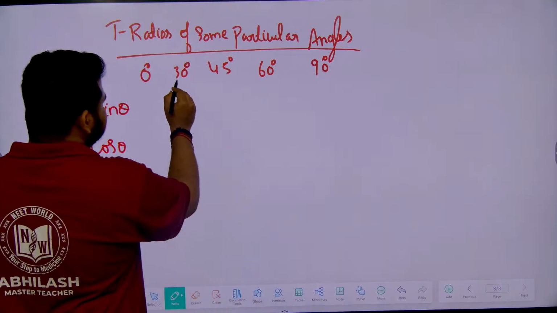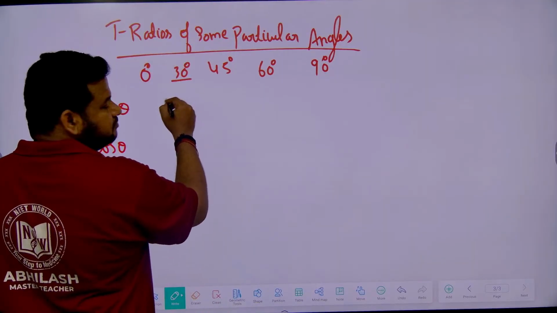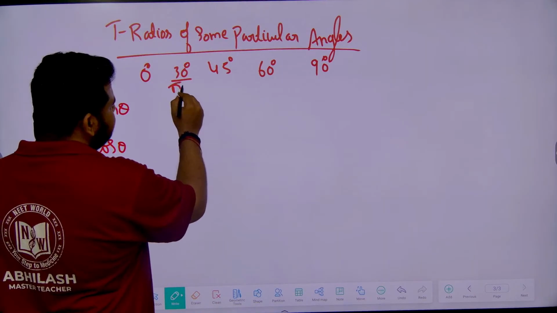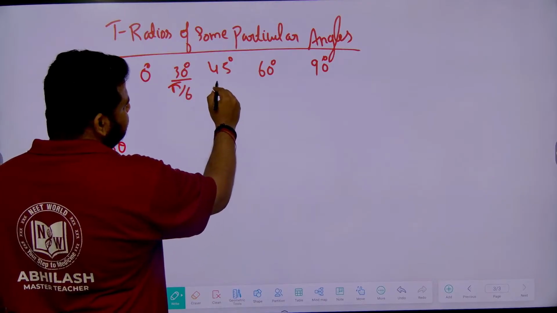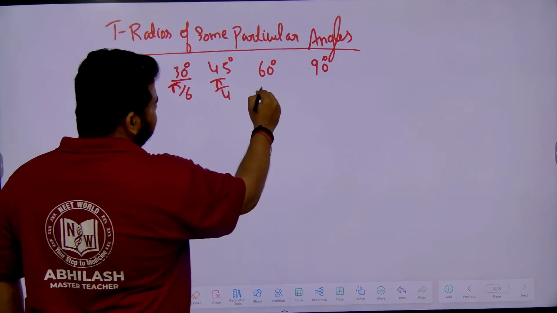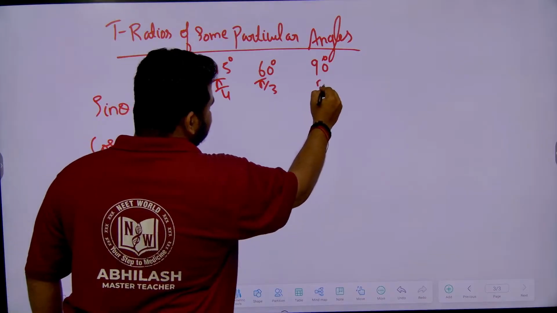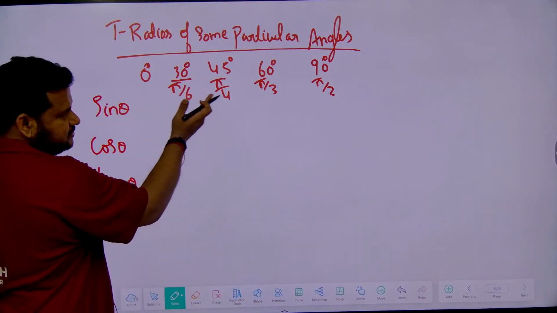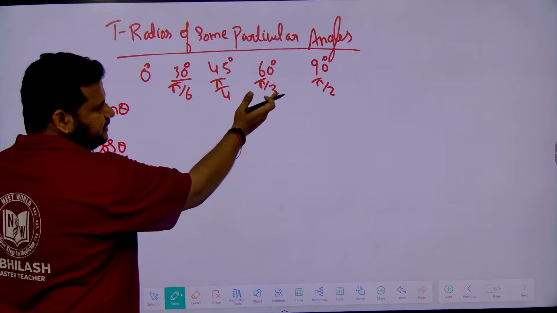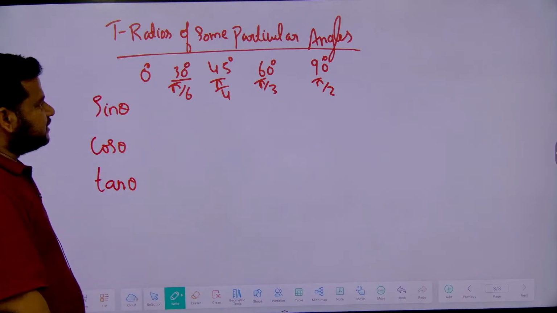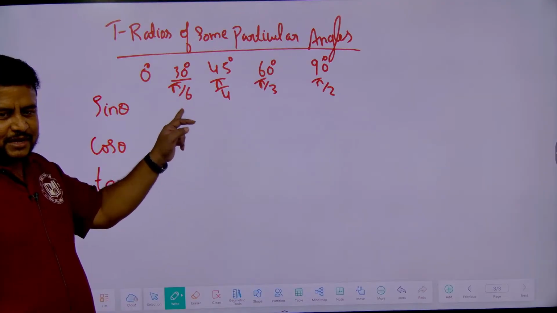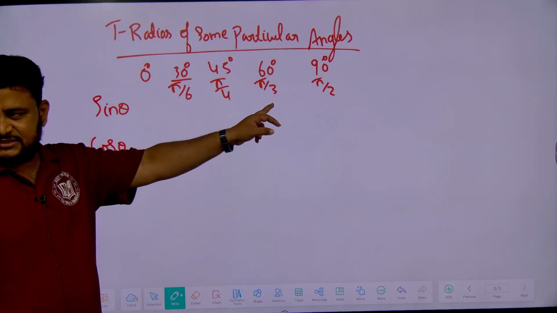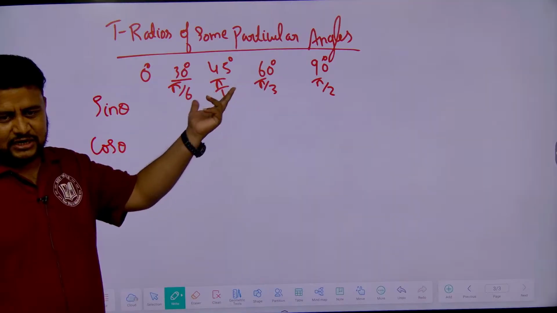Okay, 30 degree in terms of radians you will write as pi by 6. This will be pi by 4. This will be pi by 3. This will be pi by 2. See how it is reducing? Pi by 6, this is becoming pi by 4, this is pi by 3, this is pi by 2. 30 degree means 3 won't come, it will become pi by 6. 60 degree means 6 won't come here, pi by 3. It is ulta. 30 and 60 are ulta.